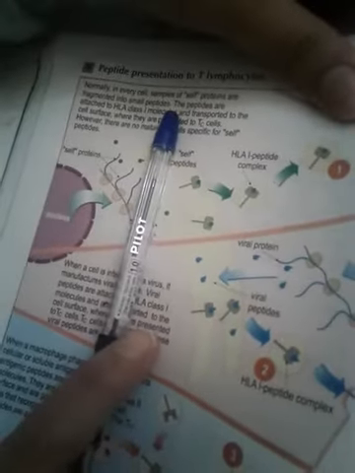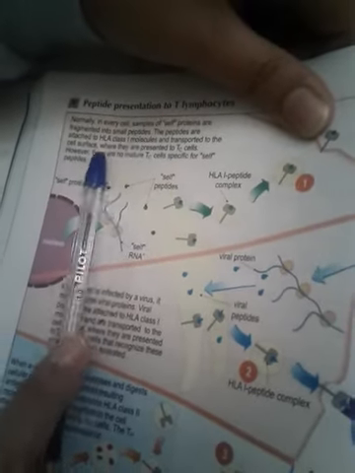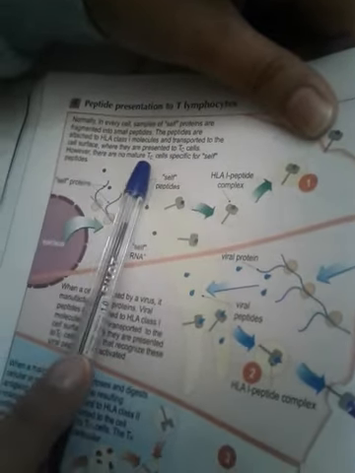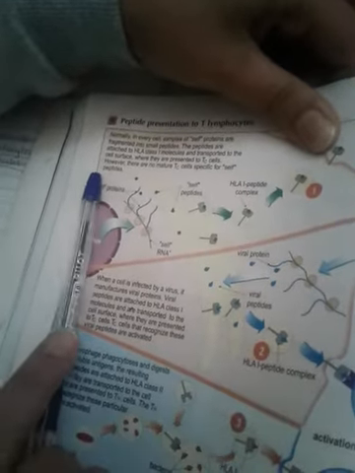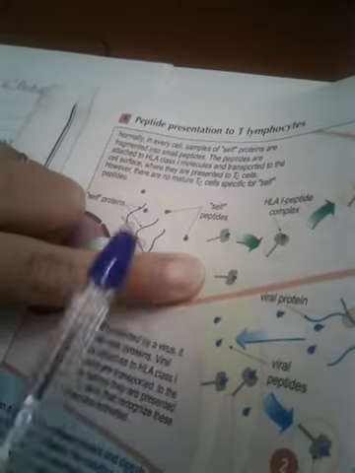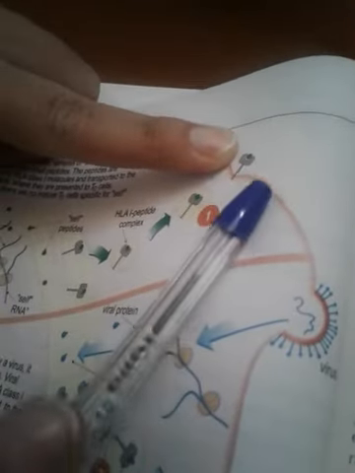Normally, in every cell, samples of self-proteins are fragmented into small peptides. The peptides are attached to HLA class 1 molecules and transported to the cell surface, where they are presented to TC cells. However, there are no mature TC cells specific for self-peptides. So let's see. This is a normal cell nucleus. It makes self-proteins. The self-proteins are attached to the HLA class 1. Class 1, yes, class 1. Then we've got the HLA1 peptide complex, which travels to the cell surface.